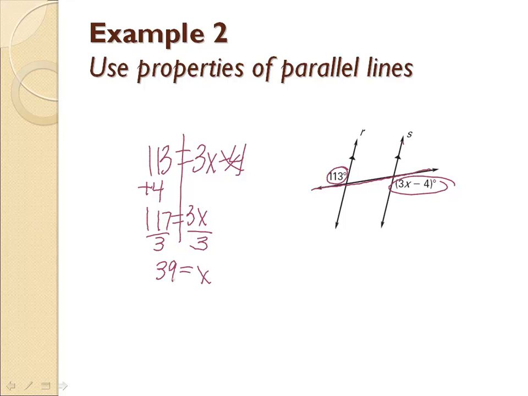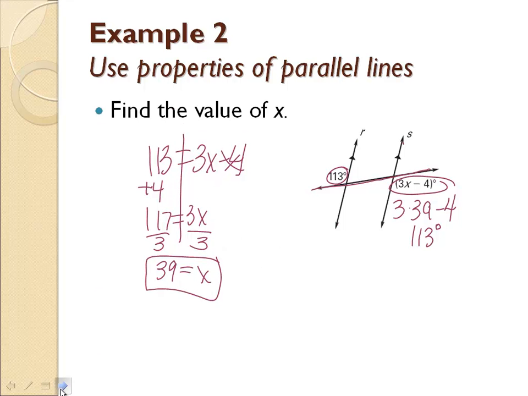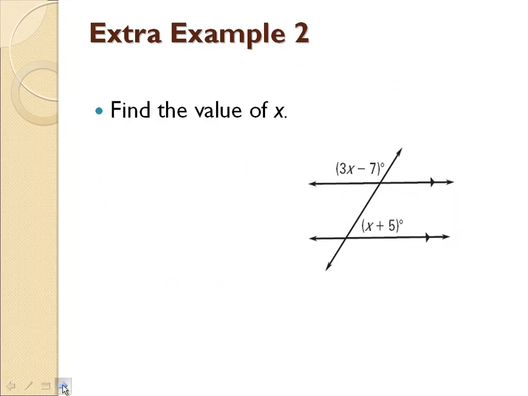And let's just double check. It doesn't tell us exactly what to do, so we're just going to find x. X equals 39 degrees. And you should check this to make sure it's right. If I plug 39 in here, 3 times 39 minus 4, you would want to make sure that does equal 113, and it does indeed equal 113 degrees. So we found the value of x here. Here's my equations, which I just wrote up there. Try this one on your own.